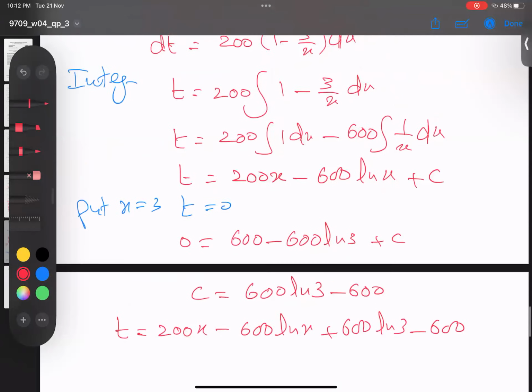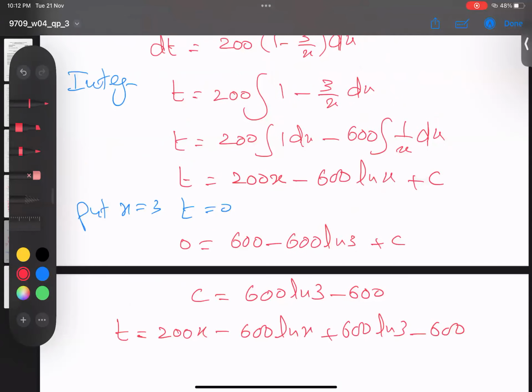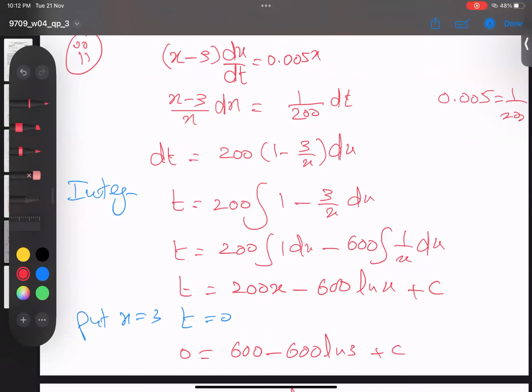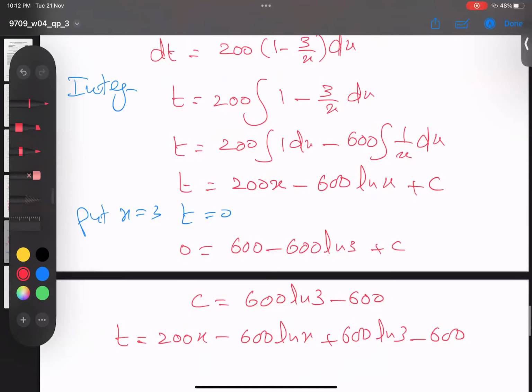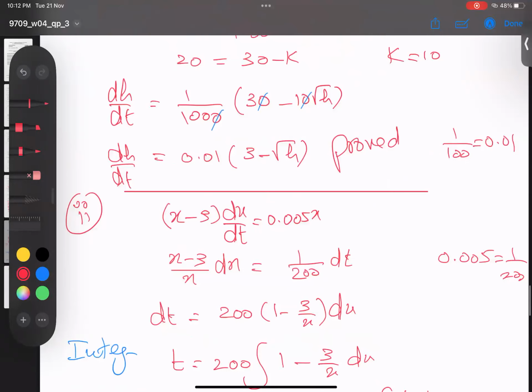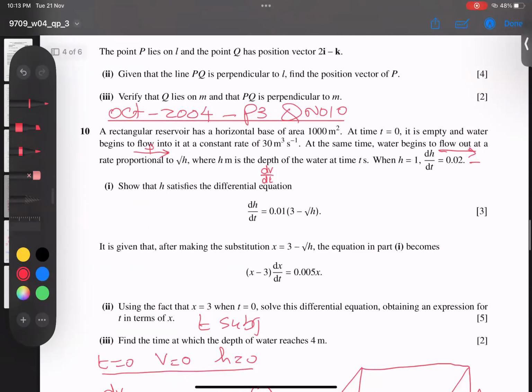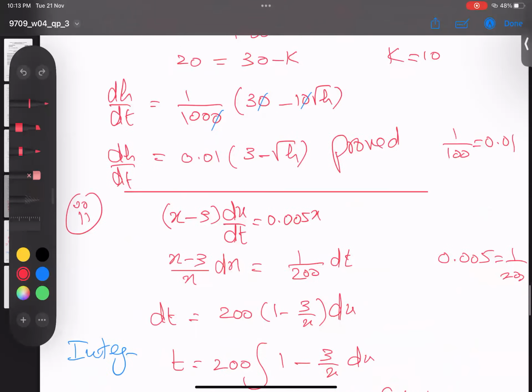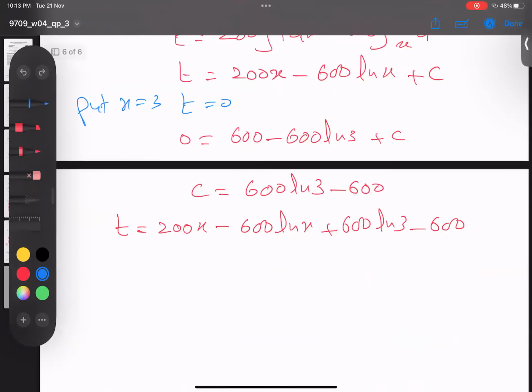Just to review, is it correct? Yes, I think so. No confusion at all. This part is clear. Now what is the next plan? He said that the differential equation is done. Now find the time for the depth of the water to reach 4 meters. So h becomes 4 meters, and time is the question mark.